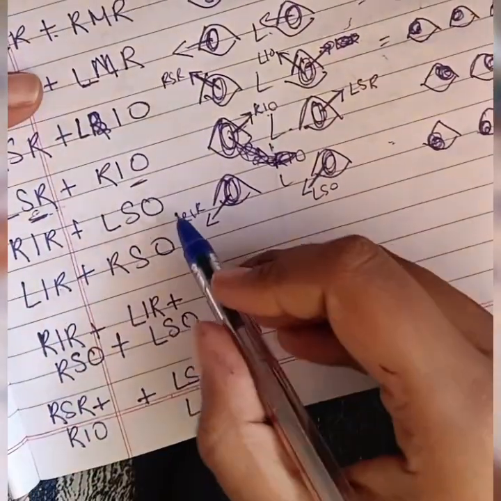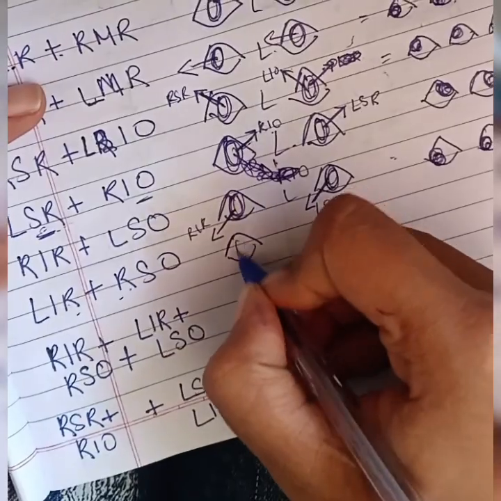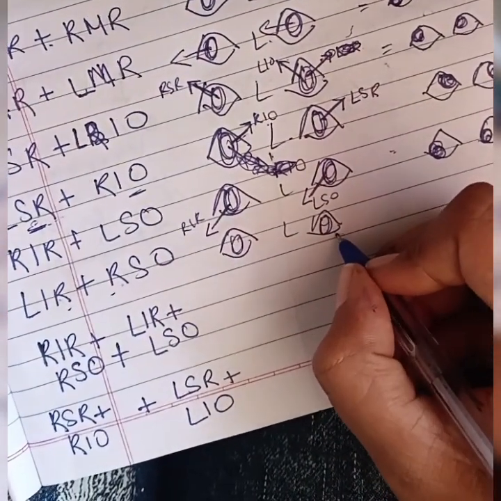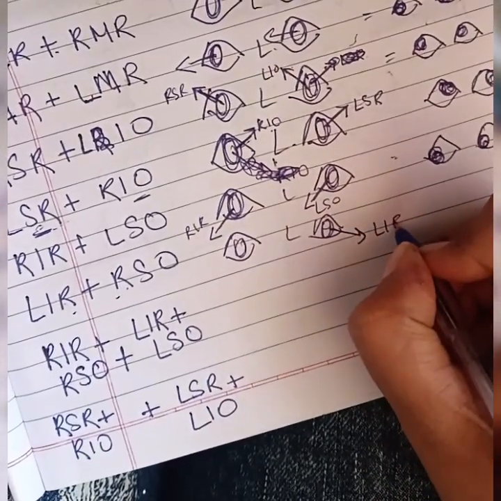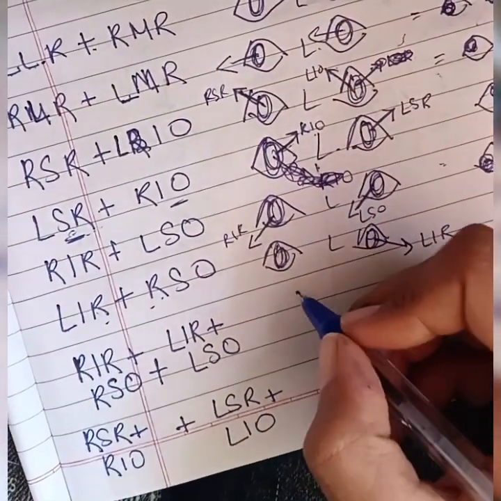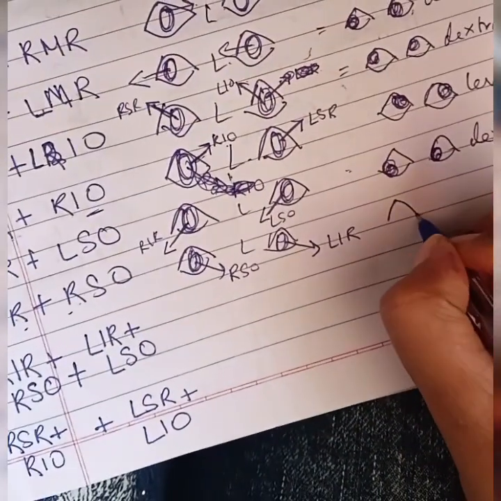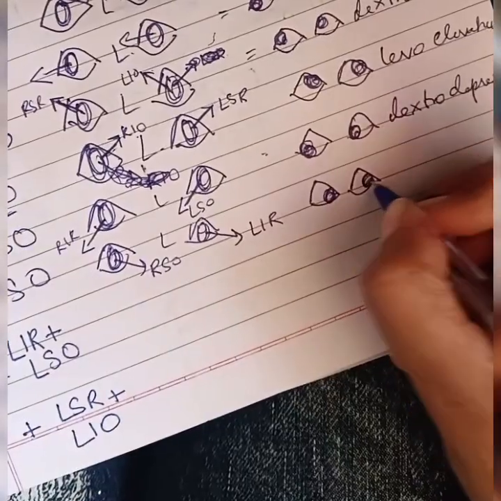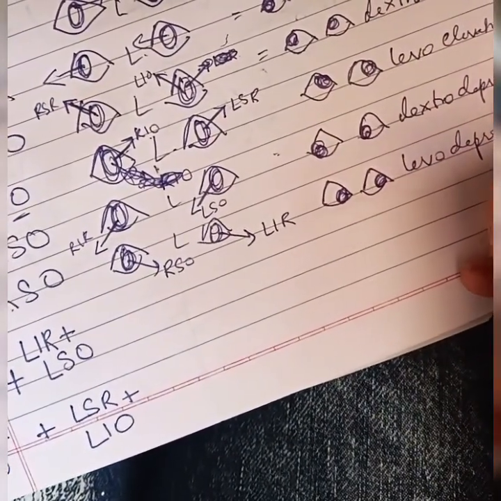Then comes your left inferior rectus and right superior oblique. Left side inferior rectus we know depression and abduction. So over here left inferior rectus, and we have right superior oblique again secondary action depression and adduction. So right superior oblique, so it would be like this, so towards the left side, so levo depression.